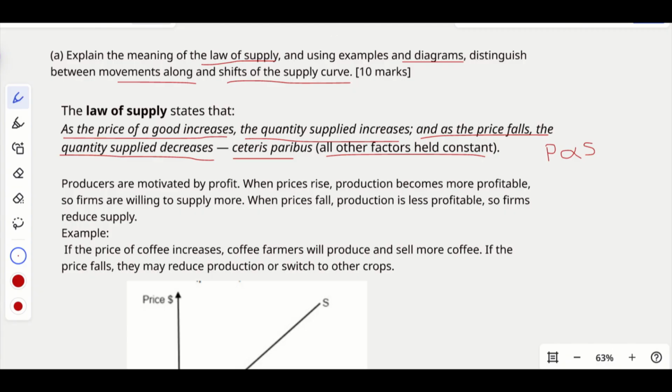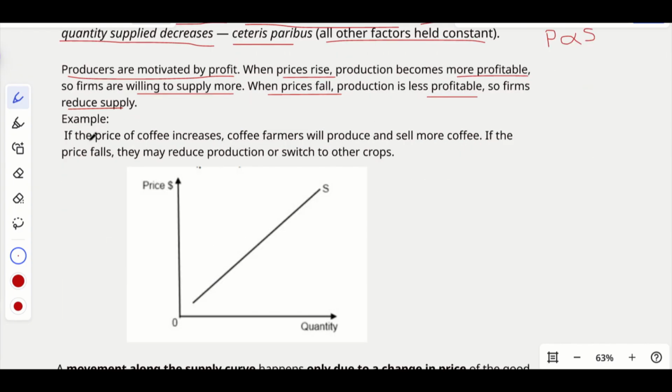Okay. So what is the major motivation of producers? Producers are motivated by profit, right? So when price rises, production becomes more profitable, right? So firms are willing to supply more. When price is increasing, they could create a lot more profit, so they will be willing to supply more. When prices fall, production is less profitable, so firms will reduce the supply. For example, when the price of coffee increases, coffee farmers will produce more, right? And they will sell more coffee. If the price falls, they may reduce the production or switch to other crops. These are the common things that we can always see, right?